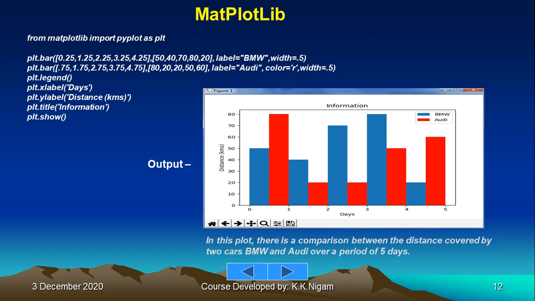So once you draw the plot, you will see that this kind of a plot will be appearing. Now you can see that this graph shows that there are two types of cars which have been compared, like BMW and Audi. The title is given as information, and days are taken on the x-axis, and y-axis gives you the distance it has gone. So that is how you can prepare a comparative bar chart. In this plot there is a comparison between the distance covered by two cars, BMW and Audi, over a period of 5 days. So that is why 5 days data is available.